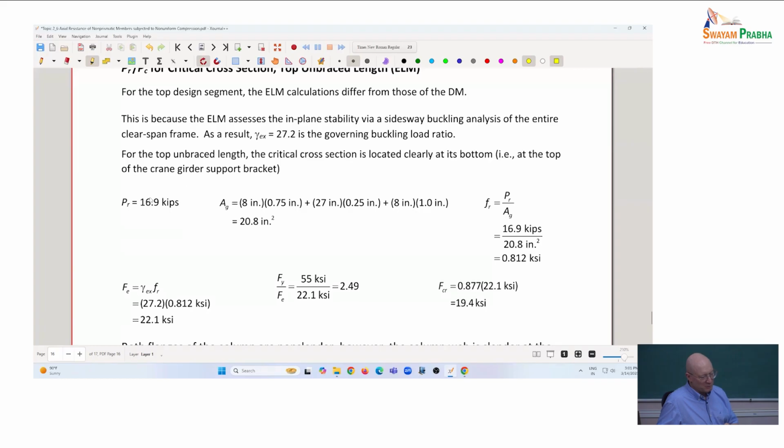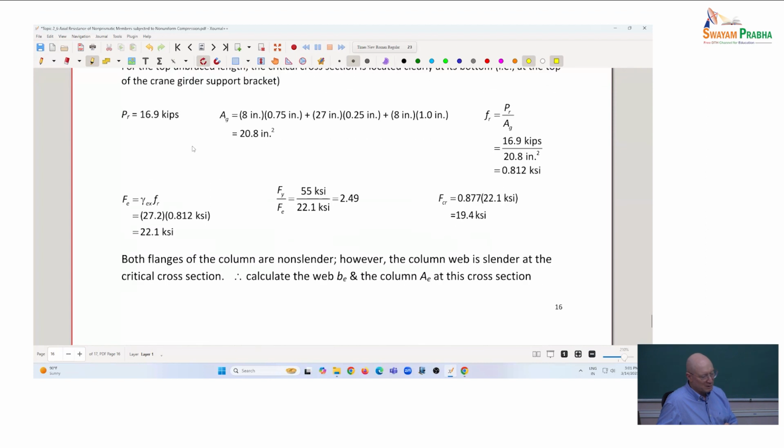If we do that, it's the same approach again. We've got a PR at the cross section we're checking. We've got a gross area we can calculate there. We can get a stress, PR over AG. We can get an FE, that's gamma EX times FR. Now we can get an FY over FE. This FY over FE is 2.49, so it actually corresponds to elastic buckling. And so the column buckling stress from the column curve is 0.877 times FE.